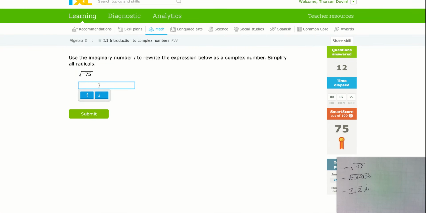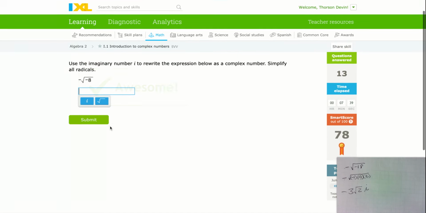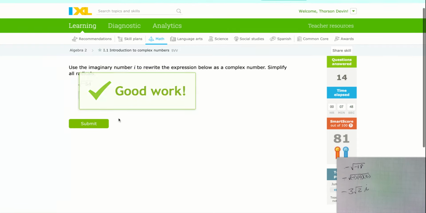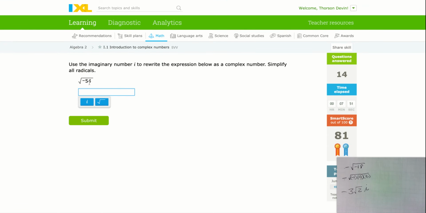So this one, we got 5 square roots of 3, arrow out from underneath, i, because 75 is 25 times 3. Square root of 25 is 5. This one, we're going to have a negative 2 square root of 2, arrow out from underneath, i. This one, 54 is 9 times 6. Square root of 9 is 3. Square root of 6 doesn't break down any further. Then square root of the negative is i.